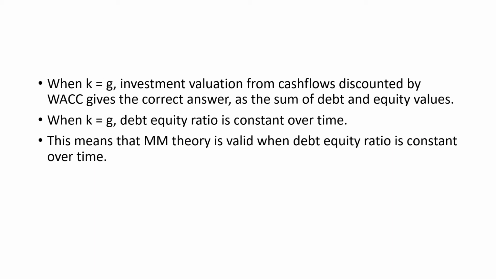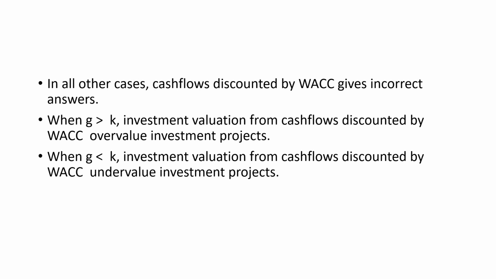When K is equal to G, investment valuation from cash flows discounted by WACC gives the correct answer as the sum of debt and equity values. When K is equal to G, the debt equity ratio is constant over time. This means that MM theory is valid when the debt equity ratio is constant over time. In all other cases, cash flows discounted by WACC give incorrect answers.